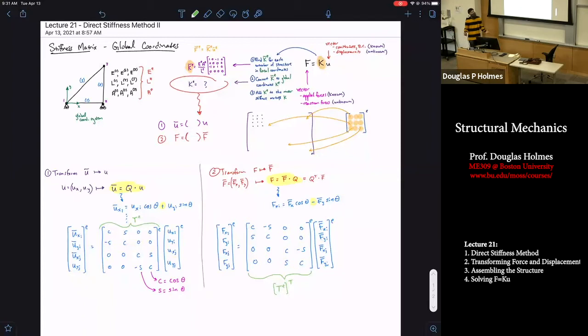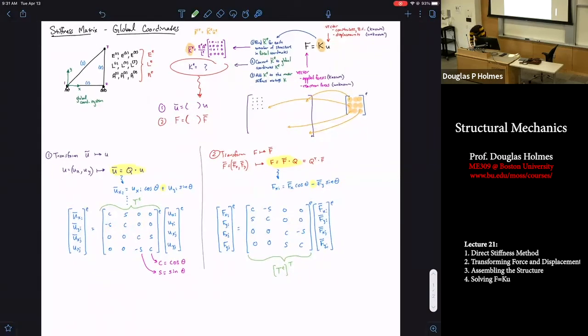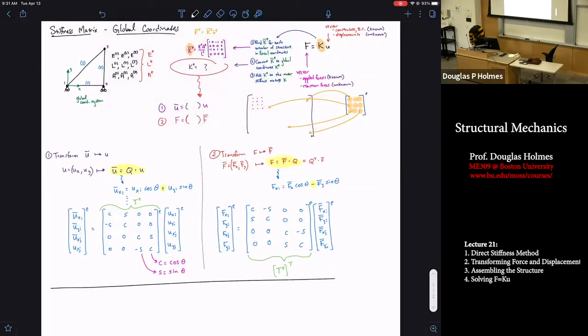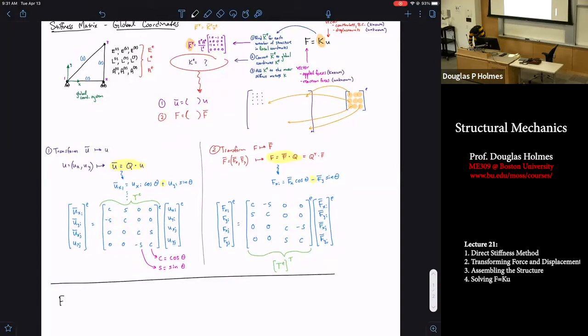I'll remind you that what we're trying to do is take this equation, which we know everything now, because we know this, and we know what these forces and displacements are. And we're trying to actually get this equation. So what are we going to do? We're going to say, okay, I have the elemental stiffness equation, and my goal is to figure out what on earth the elemental stiffness matrix is in global coordinates. So how do I do that?